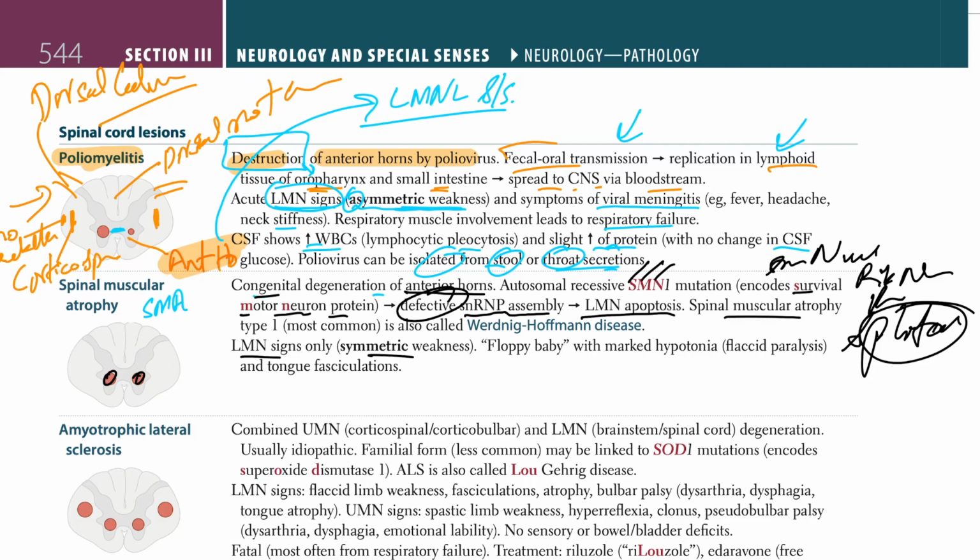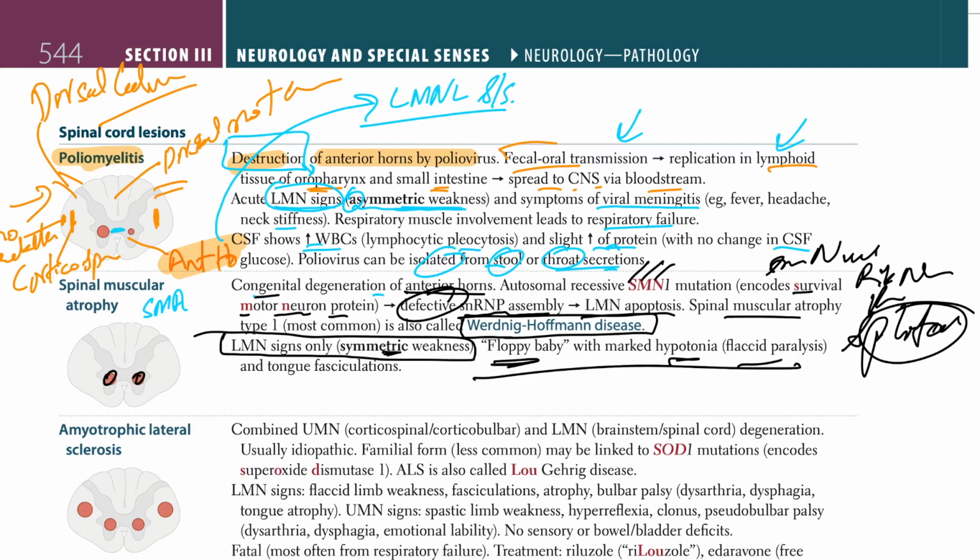It's a spinal muscular atrophy. Type 1 is the most common, which is called Werdnig-Hoffmann disease. Lower motor neuron signs only, symmetrical weakness, floppy baby, again floppiness, fasciculations will be there, flaccid paralysis, with marked hypotonia because of lower tone. Again, you don't have to even look at these because it's all lower motor neuron signs and symptoms. All you've got to know is lower motor neuron signs and symptoms with symmetrical weakness, meaning bilaterally you're going to get that weakness. And that's what we have.